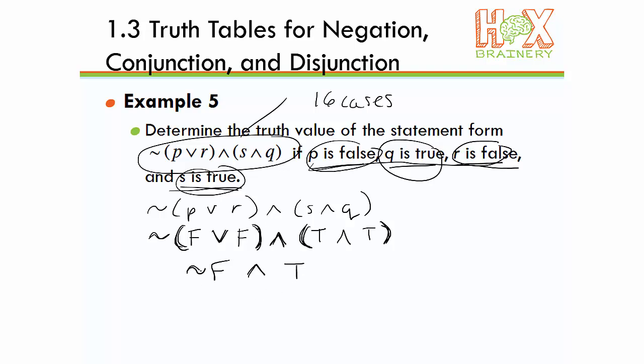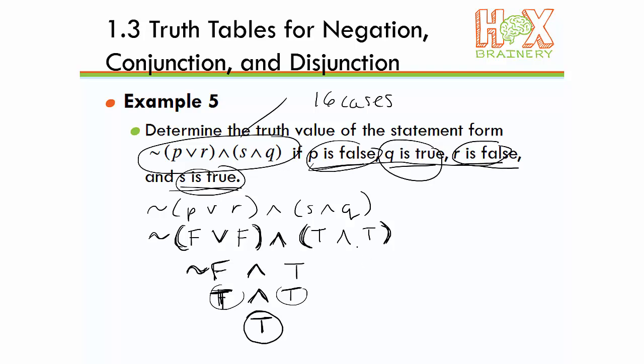Then we have a negation, which is going to come before the conjunction. So I'm negating just this F here, because I don't have any parentheses to override the operations. So the negation of a false statement is a true statement. That should be T. And we still have this T. So now we're down to our last logical connective, this last operation, this conjunction. And we have true and true. So that is going to be a true statement.